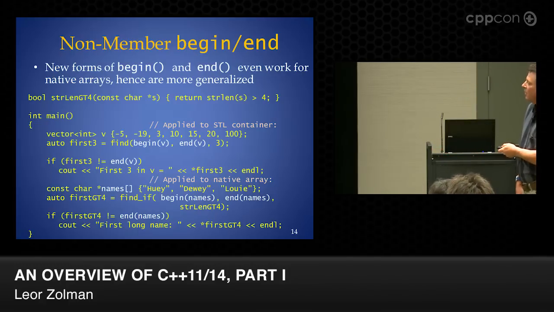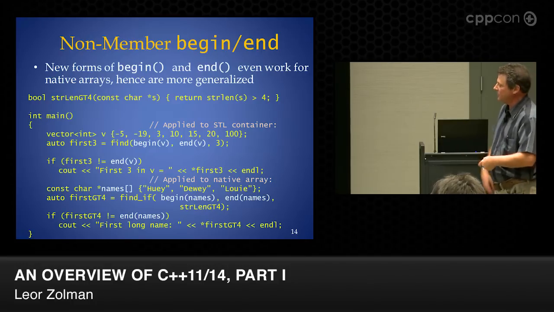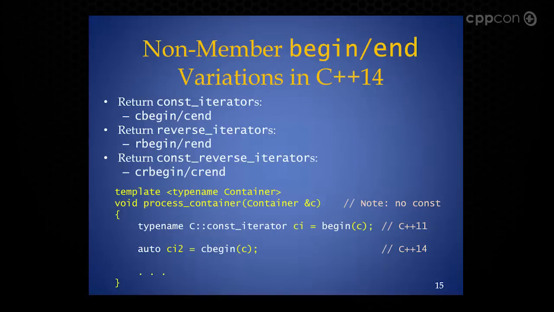As well. And there is no equivalent member version of that for a built-in array. You can't say names dot begin, open, close. That wouldn't compile. But if you have this old C-type array, you can say begin its name, end its name, and it gives you a pointer to the first element and a pointer past the end. So here's the end pointer being used again. So you can see the generality of that, right?